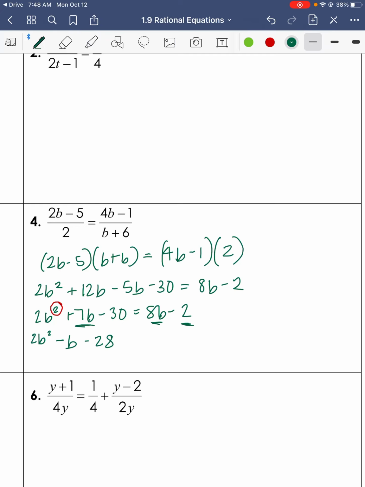Okay, just a quick glance at factoring. This looks like it would be pretty simple. Oh, sorry, this is equal to 0. This looks like it would be pretty simple to factor here. Just doing this visually, we're going to have a 2b and a b. And let's see. 7 and 4.